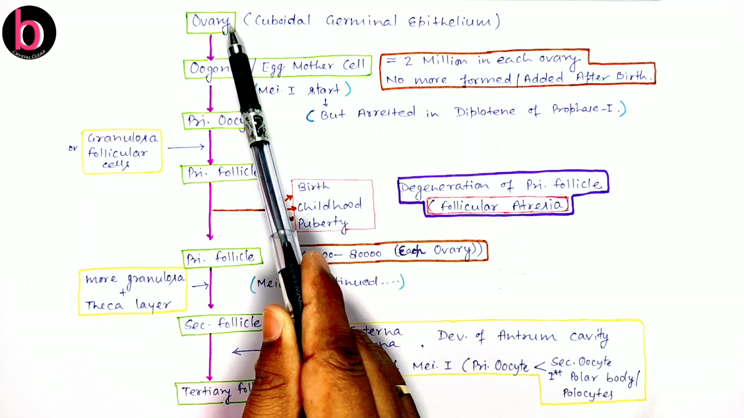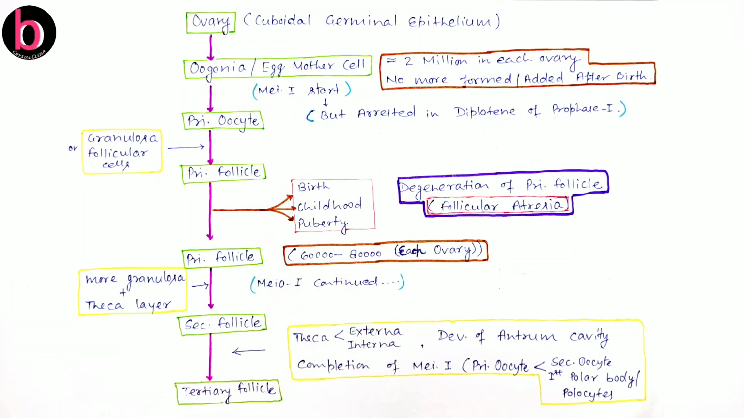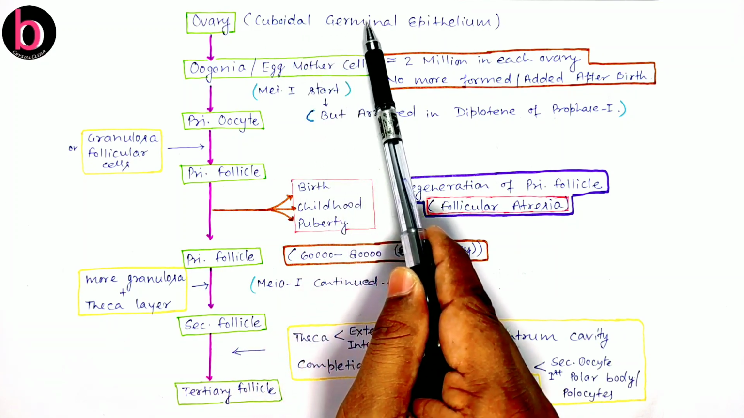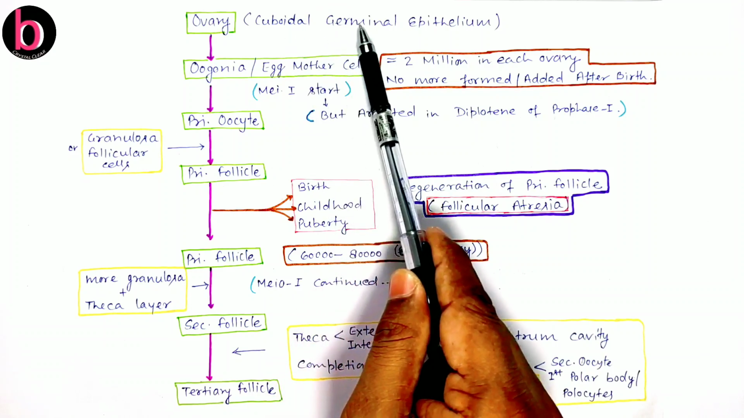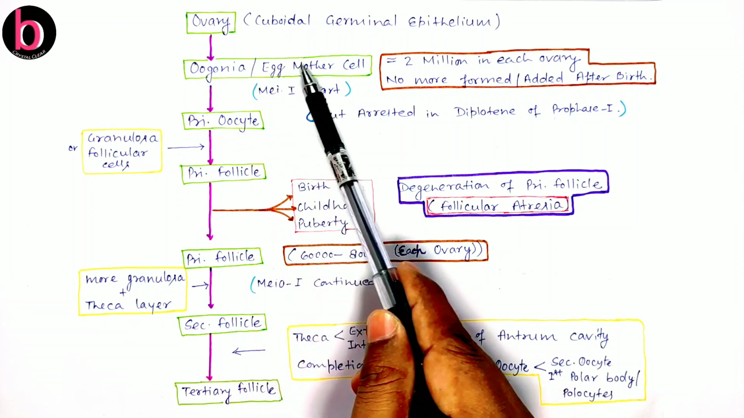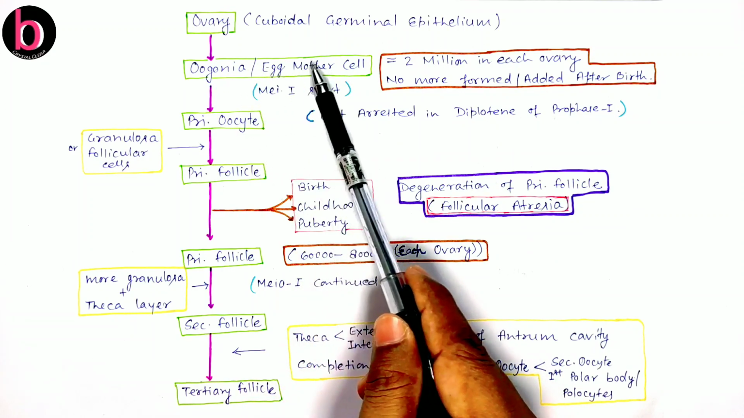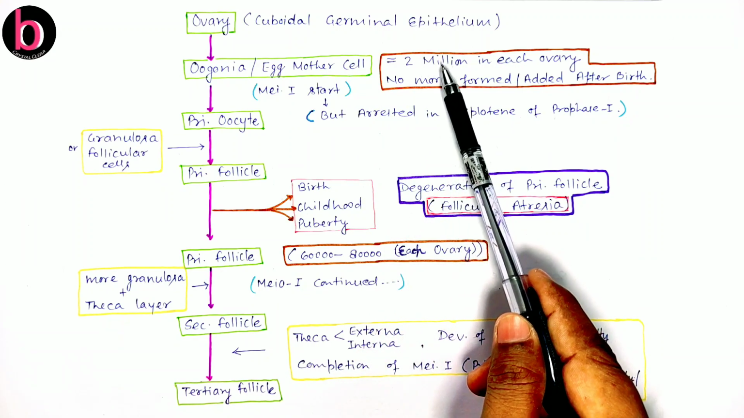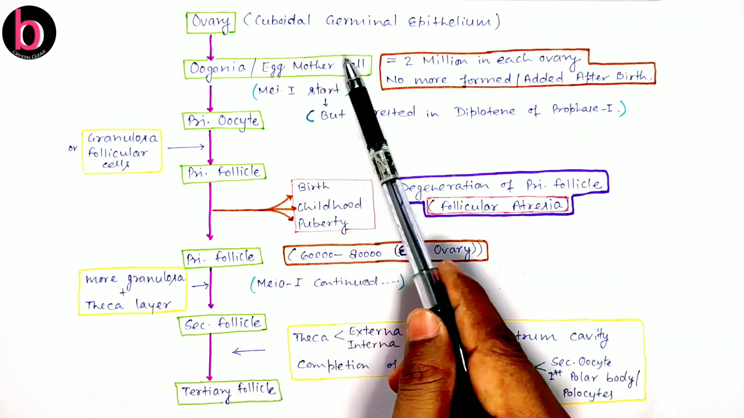So as we discussed, oogenesis occurs inside the ovary, and oogenesis starts in the female body when that female is in her own embryonic stage, that is, in her mother's body. The ovary, as we discussed, is covered externally by cuboidal germinal epithelial cells. This is simple cuboidal germinal epithelium. Inside the ovary there are a number of oogonia or egg mother cells. These cells are diploid.